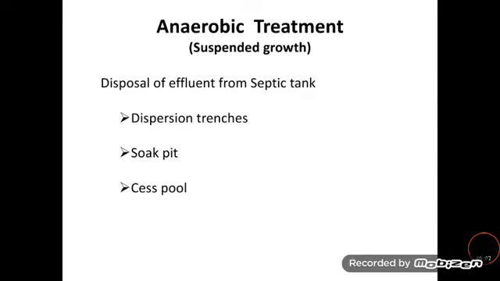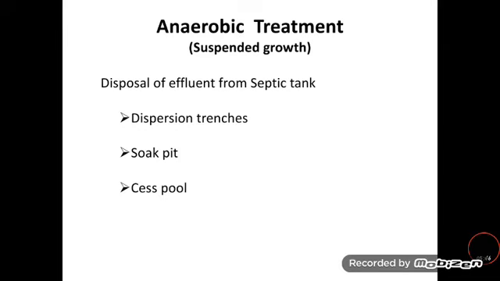Next, the disposal of effluent from the septic tank is achieved by means of dispersion trenches, soak pits and cesspools, that is, by means of a soil absorption system, if an enormous area is available to dispose of the effluent. If it is not available, like in cities, then we can go for secondary treatment, that is, a UASB reactor. We can provide a UASB reactor to treat the effluent from the septic tank.